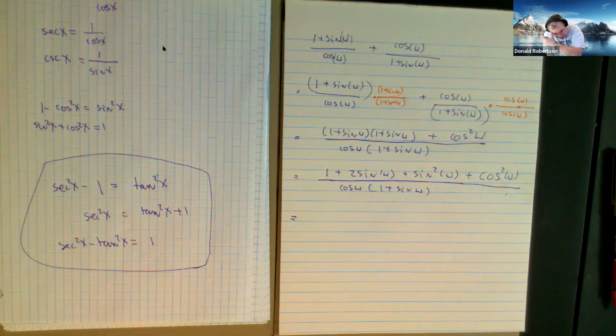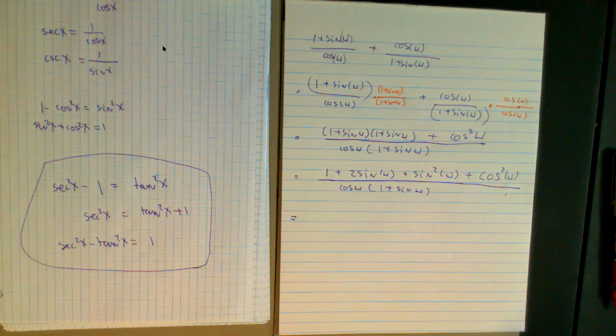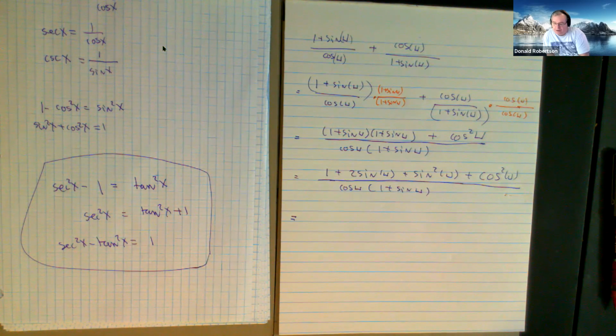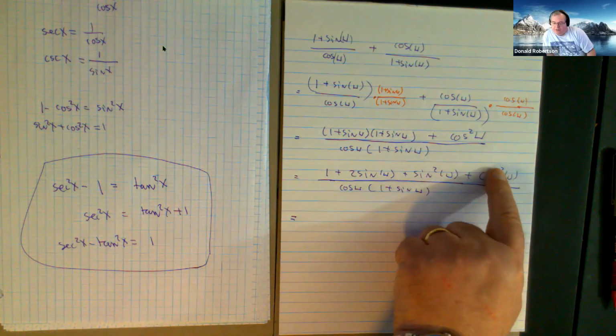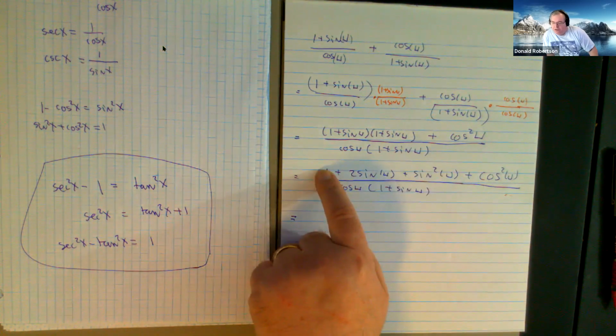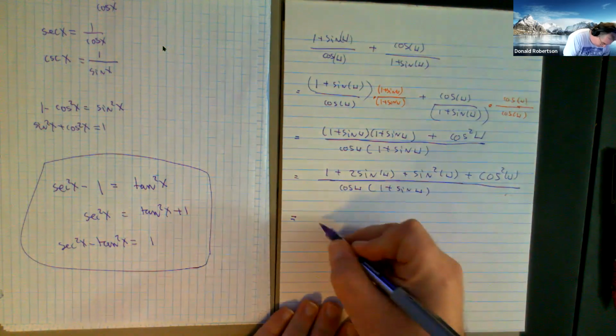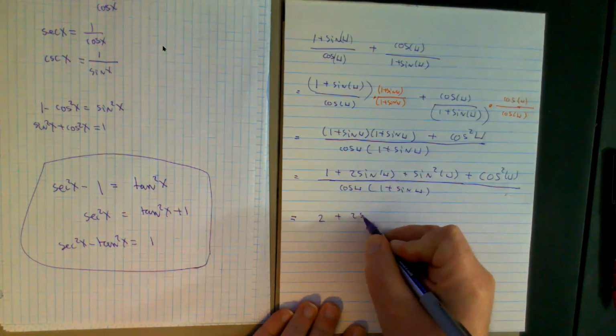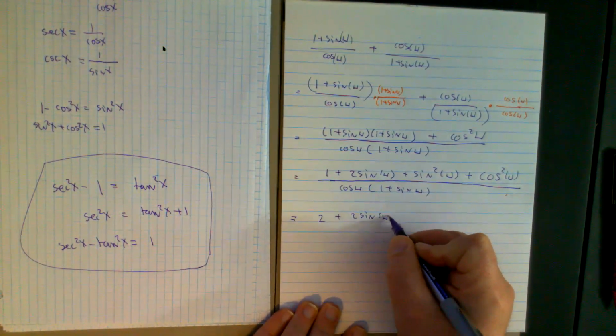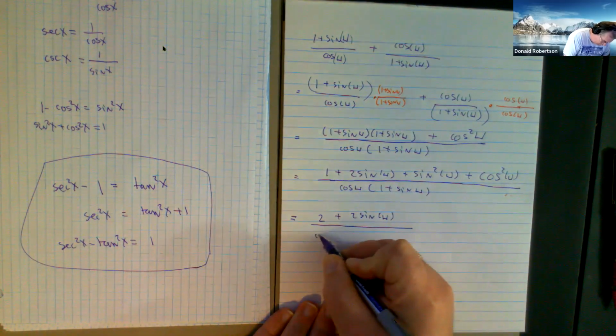Anything going on there that might be nice? Sine squared plus cosine squared is equal to 1. Agreed. And to save a line of working, can I take this one and add it to that one and get 2? Yep. So now I've got 2 plus 2 sine u all over whatever's on the bottom.